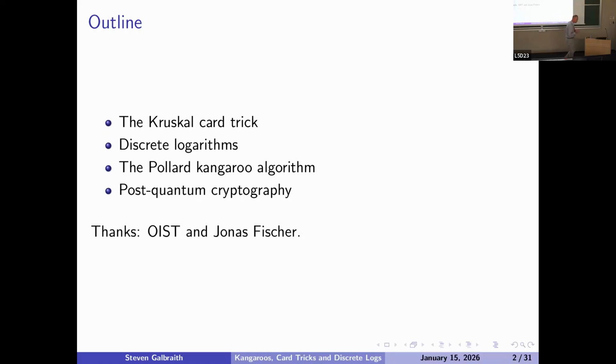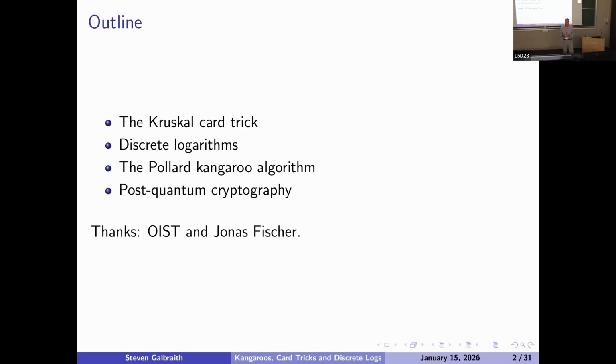So I'm going to start by presenting this card trick. The cards are laid out here already. And then I'm going to explain how it works. So a lot of the talk's just explaining this trick. It's completely elementary mathematics. And then I'll explain how this relates to something called the Pollard Kangaroo algorithm and discrete logarithms. And then at the very end, I'll connect up a little bit with post-quantum.